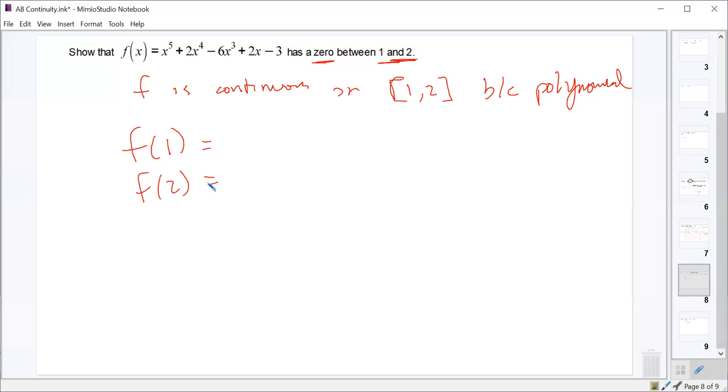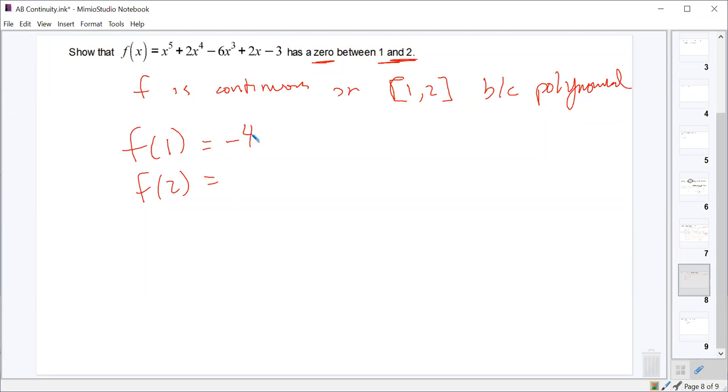What's f of 1? f of 1 ought to be 1 plus 2 minus 6 plus 2 minus 3. So what is that? Negative 3, negative 4. Everybody agree with that? Good or no? Yep. All right.